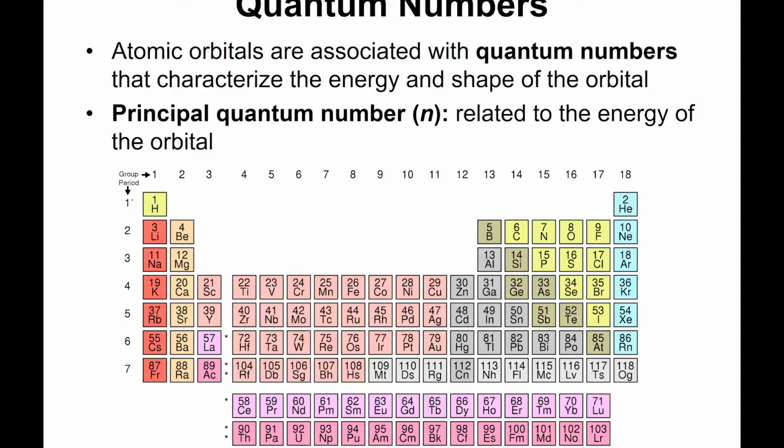So as we go down the rows of the periodic table, you actually increase in your quantum number. All elements in row 1 have a quantum number of 1. Elements in row 2, quantum number of 2, and so on as you go down. This is an easy way to showcase the quantum number.